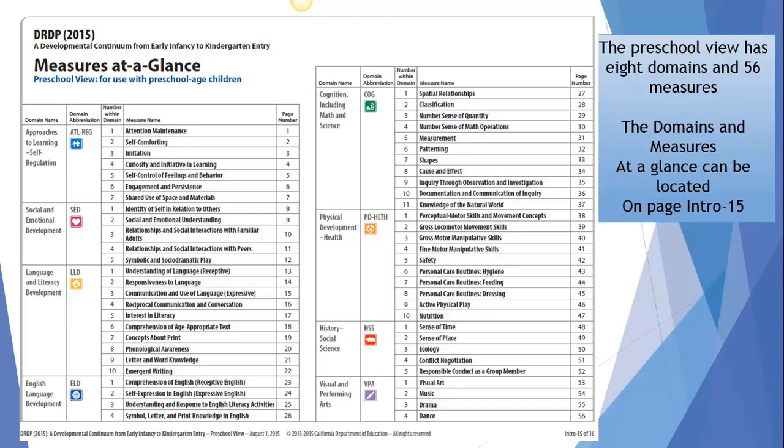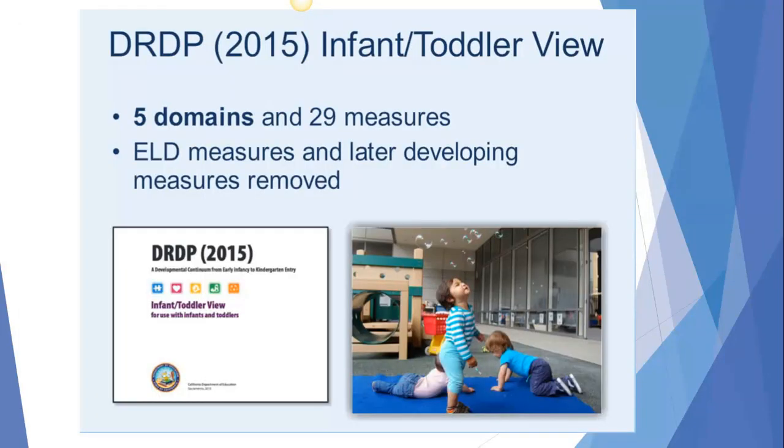The infant toddler view has 5 domains and 29 measures. So if you were to just utilize the infant toddler view, then you would only have 5 developmental domains and 29 measures. The English language development measures are not present in the infant and toddler. They're only present in the preschool view. Okay?